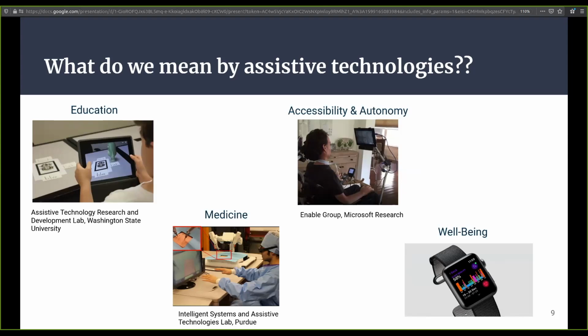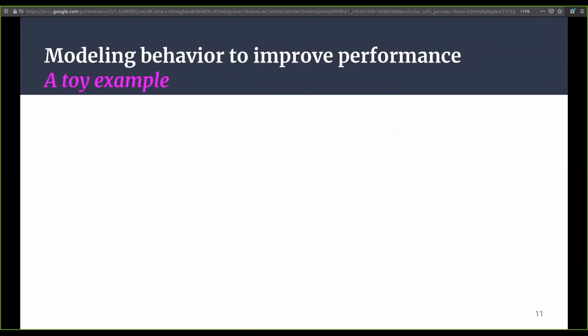So assistive technologies have been applied in a variety of domains, from education to medicine to accessibility and autonomy to well-being, with both the private and the academic sector investing a lot of time and money in these areas. And to give you an idea of how futures and today's assistive technology is being perceived, I've built this toy example that can better describe what the capabilities of these technologies are.